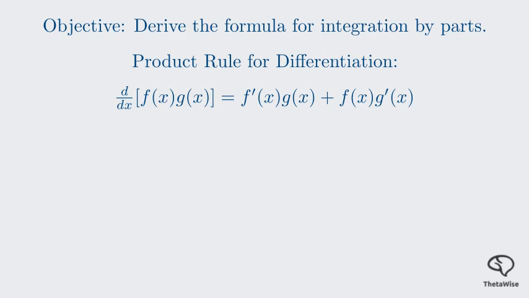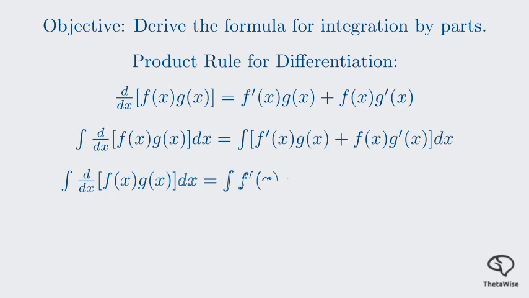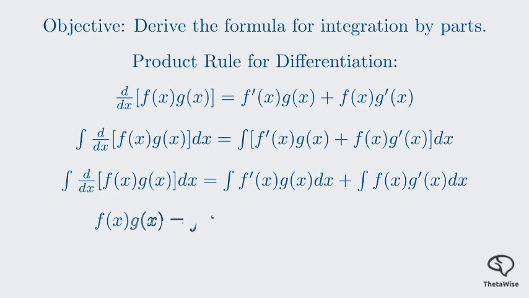Remember, the integral is the antiderivative. So we have the integral of the derivative of f of x times g of x equals the integral of the derivative of f of x times g of x plus the integral of f of x times the derivative of g of x. The integral of a sum is the sum of the integrals. So we can split the right side into two separate integrals. On the left side, the integral of the derivative of f times g is just f times g itself. This is because integration and differentiation are inverse operations.